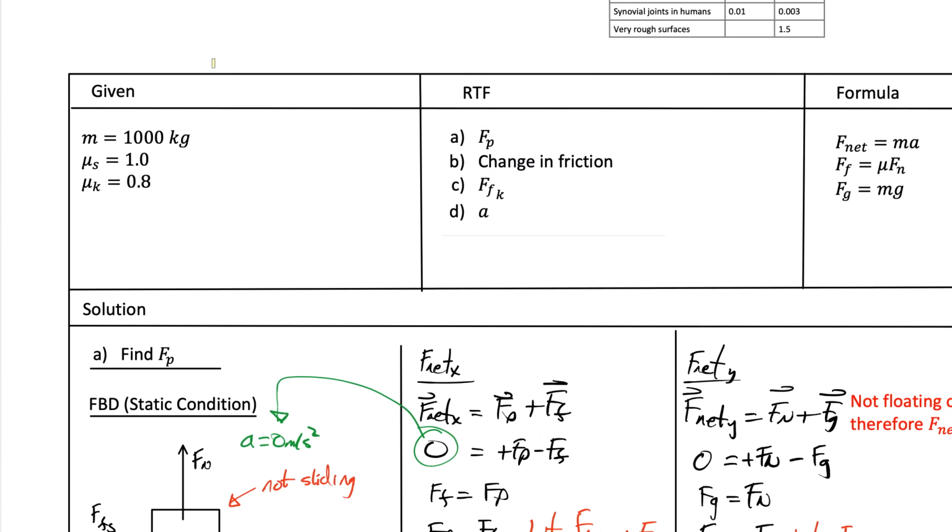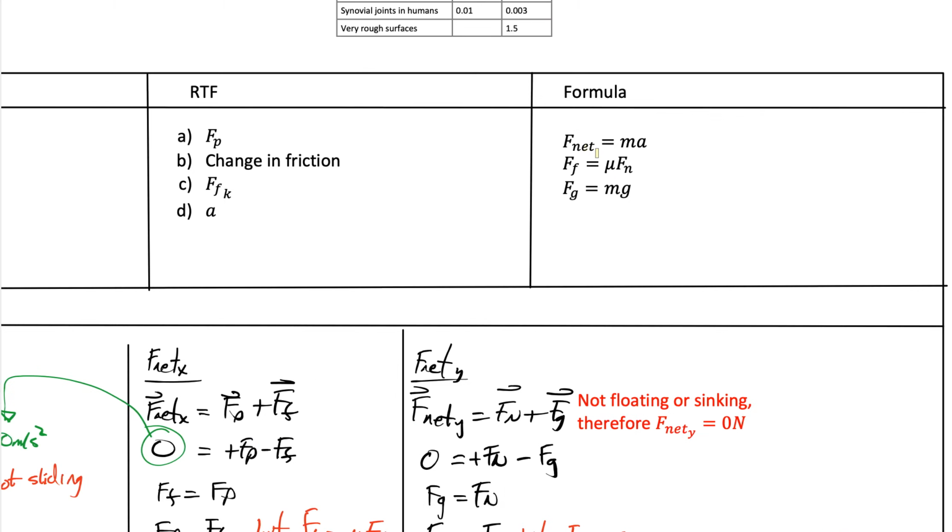So here's what we have in the given section. We know that the mass of the vehicle that's getting pushed is 1,000 kilograms. The static coefficient of friction is 1, and the kinetic coefficient of friction is 0.8. We are looking for the force that the pickup truck applies, the change that occurs in friction, the force of friction when it's sliding, and that is our force of friction kinetic because it is sliding. And of course, we're looking for the acceleration in that case.